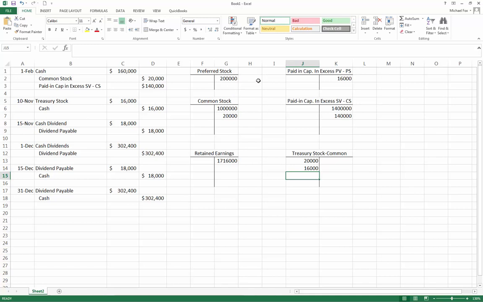So our new balances, I'm not even going to bother adding anything up if I didn't change it. Our balance on preferred stock should stay $200,000. Paid-in capital in excess of par value on the preferred stock stays $16,000. Our new balance on our common stock should be, let's see, did I put enough zeros there?